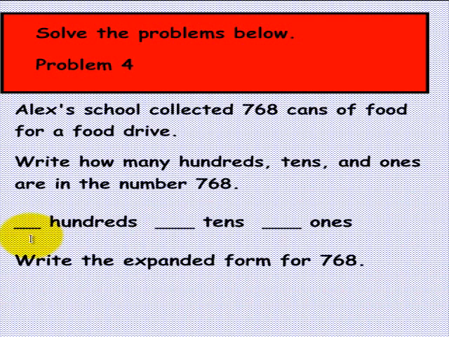Okay, here's what we should have. We should have 7 hundreds, 6 tens, and 8 ones. And when you write the expanded form, it'd be 700 plus 60 plus 8. If your answer matches ours, that is wonderful, dazzling.